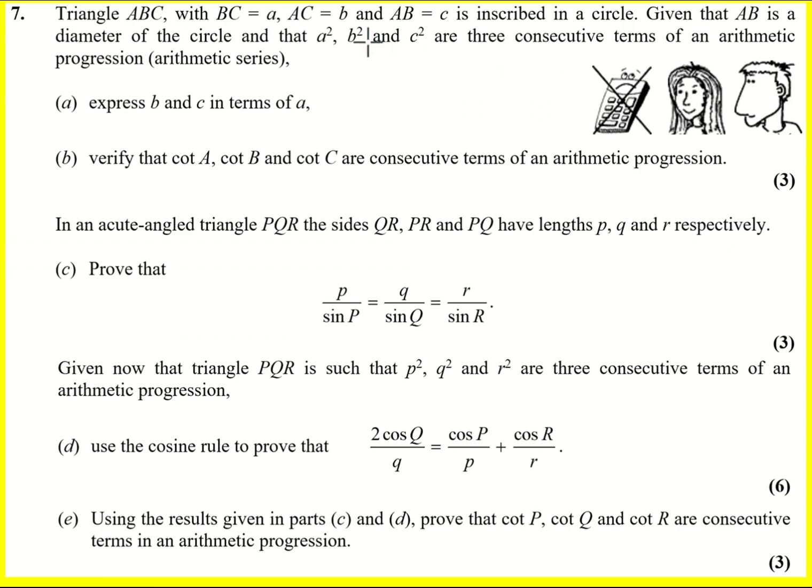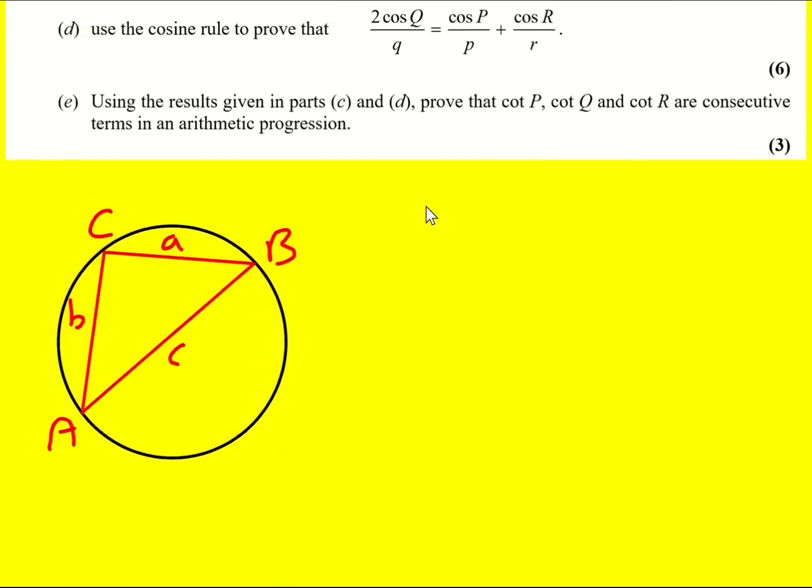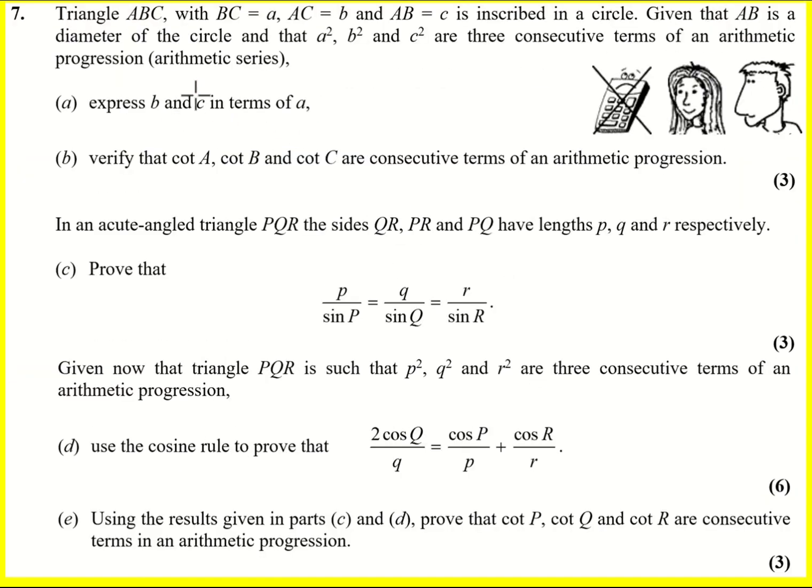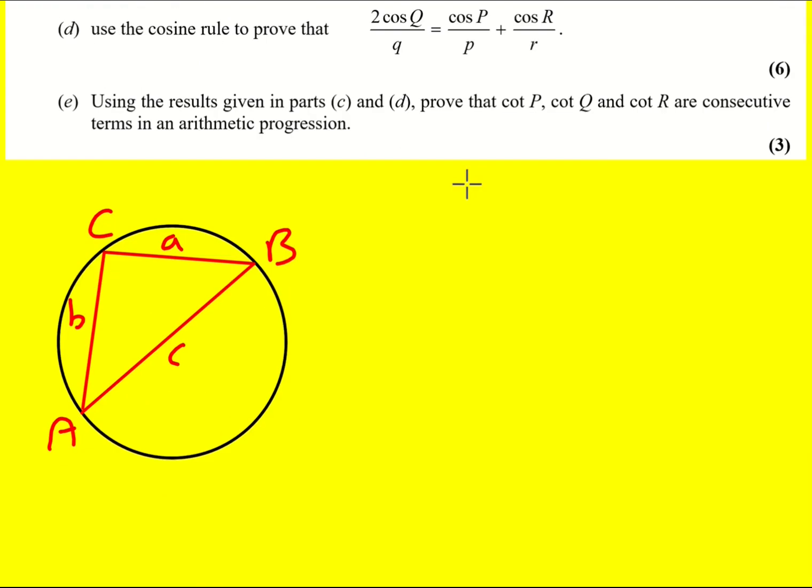Next, we are told that a squared, b squared, and c squared are three consecutive terms of an arithmetic series. And we're asked to express b and c in terms of a. Okay, I'm just going to write that down. So we've got an arithmetic series, a squared, b squared, c squared.